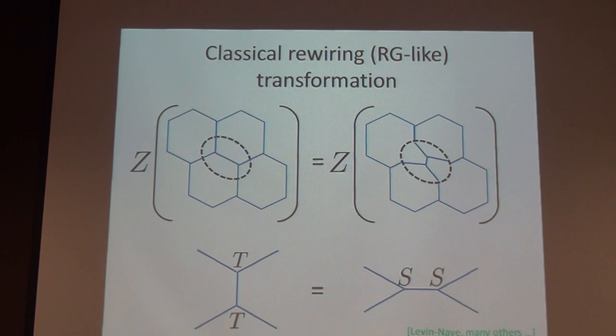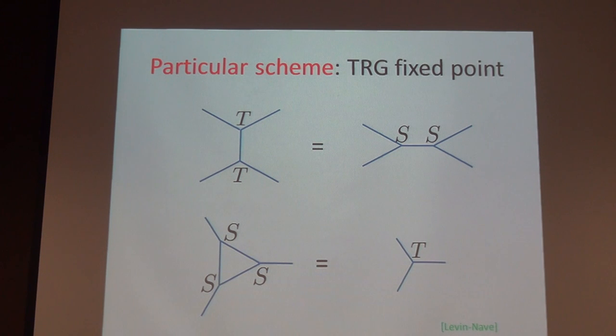And the way it works here, which was, I think, first introduced by Michael Levin and Cody Nave, is that you have some tensors T, which I introduced before, which encode the wave function. And the idea is you take the tensors T here and you relate them to some other tensors S over here that give you the same partition function. So this is what I mean by rewiring transformation. Everything else is left alone. It's a local transformation, in which I rearrange the lattice locally, and I have some equivalent statistical model that gives me the same total partition function. Okay. Now I'm going to talk about a particular scheme, which was invented by Michael Levin and Cody Nave, which they called a tensor renormalization group. And in particular, I'm going to talk about the TRG fixed point.